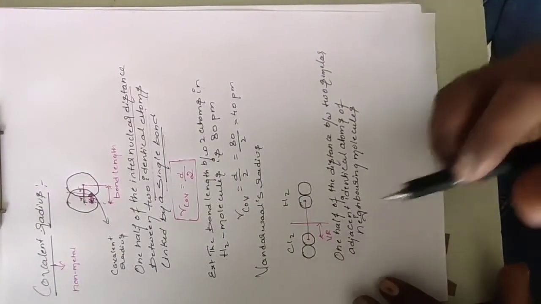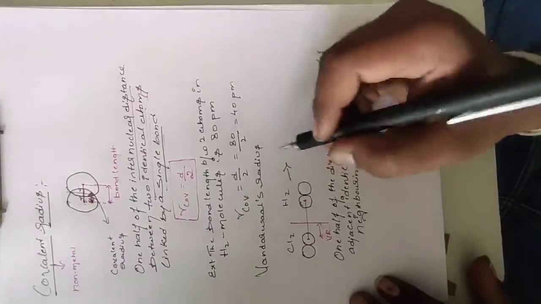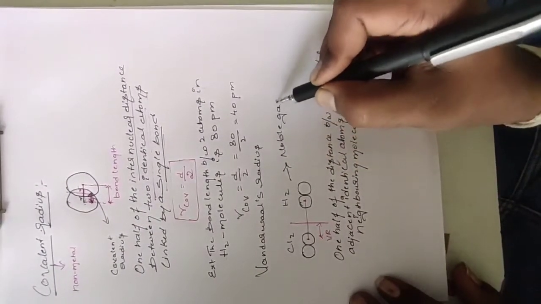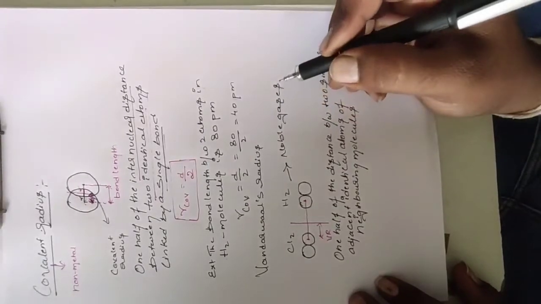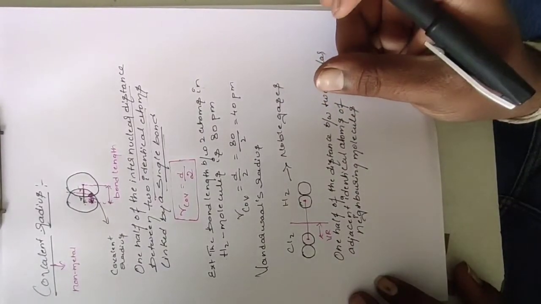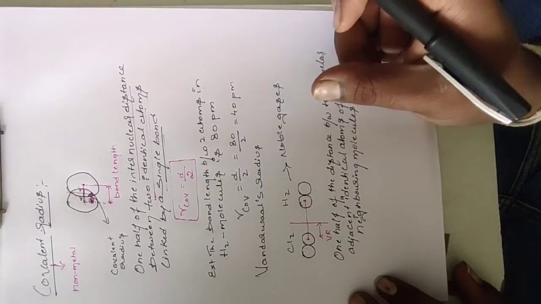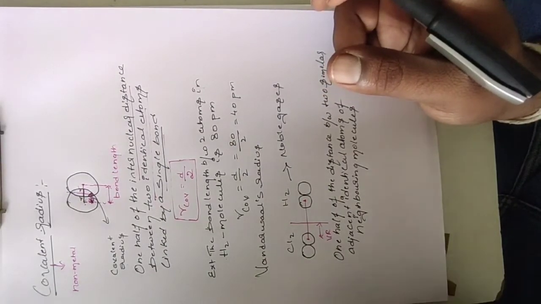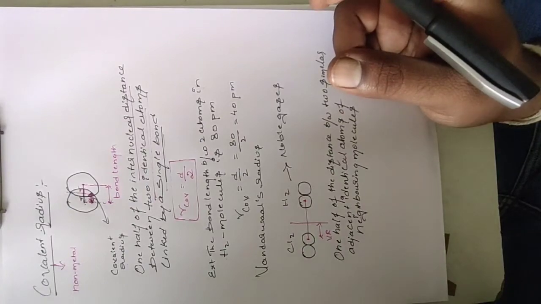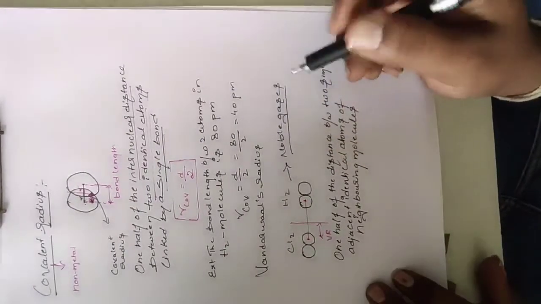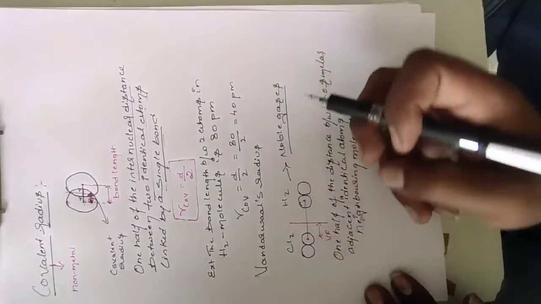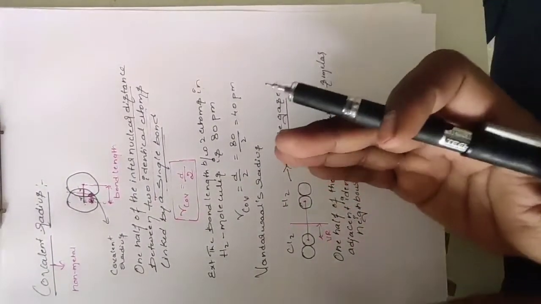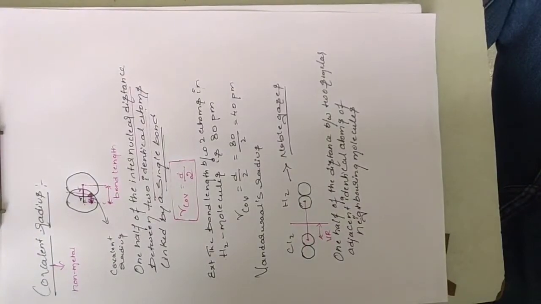Please remember, it is applicable only for noble gases. We don't define covalent radius or ionic radius or metallic radius this way. Only van der Waals radius is for noble gases. I'm taking this example, chlorine and hydrogen, which is not a noble gas, just to help you understand.